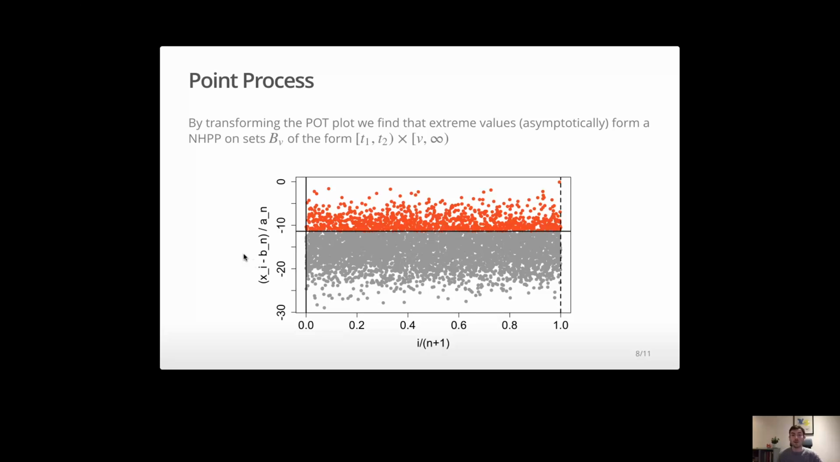What we saw in the notes was that for sets B_v of the form T1 to T2 by v to infinity, so this upper rectangle here, or any subset of that in the time dimension, the points occurring on that region can be well approximated by a Poisson point process as the number of points and the threshold increase. So what we can do again is assume that that asymptotic model holds at a finite level and use this point process likelihood and intensity to estimate our model parameters.